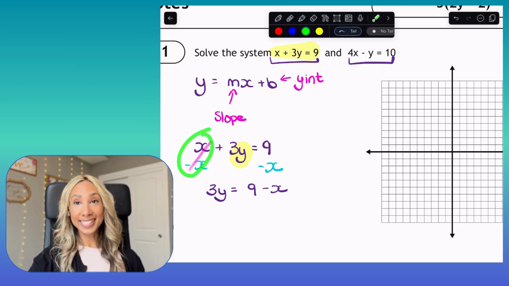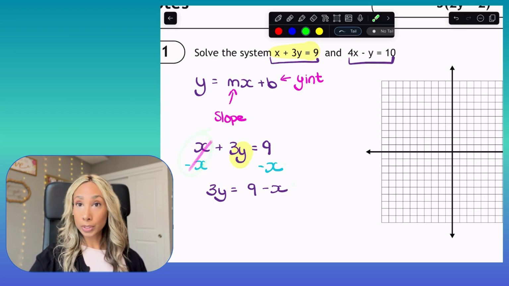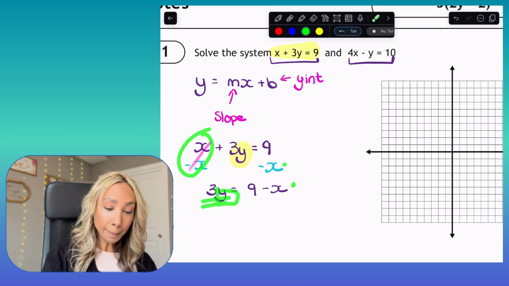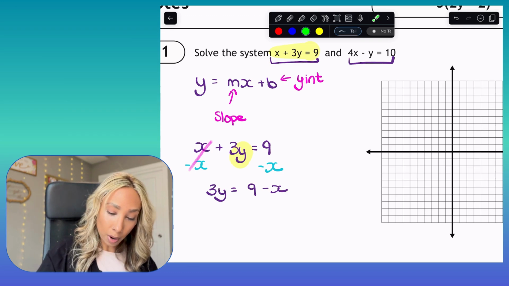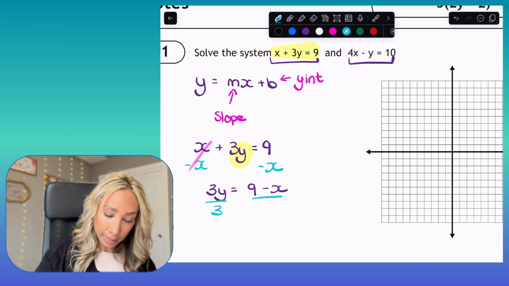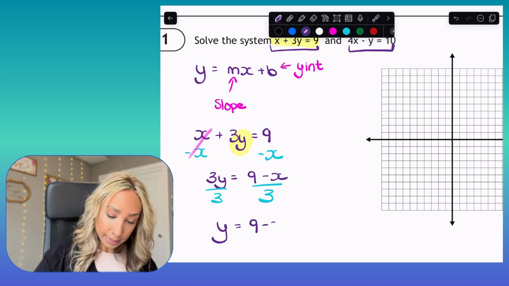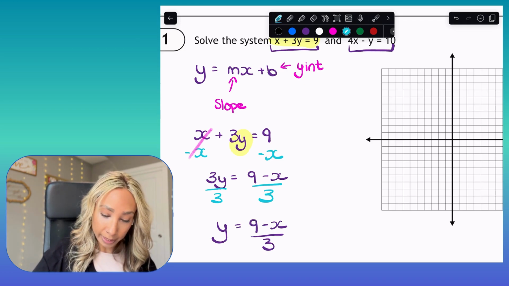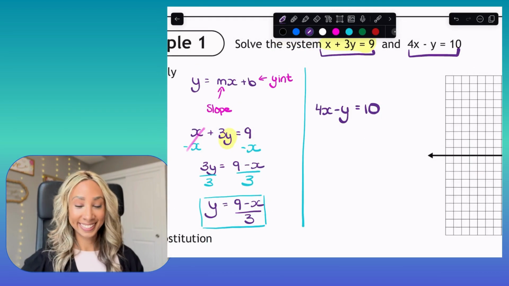Okay, so looking at this, let's see what's going on. We're saying 3 times y equals all of this. Well, okay, that means I need to divide both sides by 3 to get y alone. So y is equal to (9 minus x) over 3. So that is the equation rearranged for the first one. Now let's do the second one.